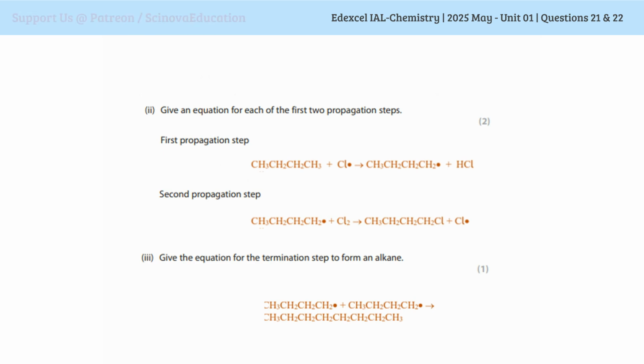Give the equation for the termination step to form an alkane. We have learned several termination steps, but they are specifically requesting the termination step which produces an alkane. Therefore, the possibility is two alkyl radicals fuse to give you an alkane. In this case, two butyl radicals are forming one molecule of octane.